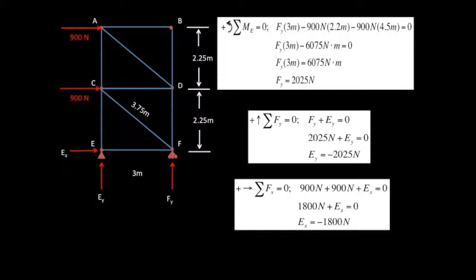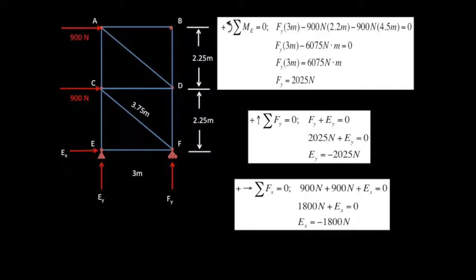So the structure is fixed at E, and the reaction force at F would rotate it counterclockwise, so it is positive in our equation. The two 900 Newton forces would rotate the structure clockwise, so they are negative in our equation. We solve for F sub y in our moment equation, and now we can apply our equilibrium equations in the y and x directions to solve for the reactions at E. Now notice I chose a convention here. Up is the positive direction for y and right is the positive direction for x. It is important to choose a convention and keep it for the remainder of the problem.